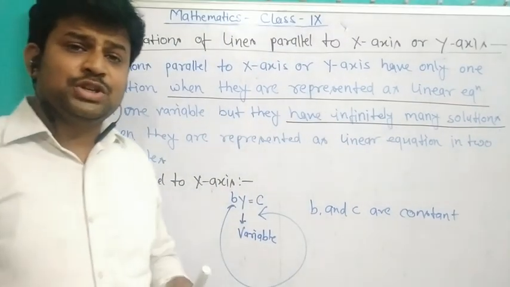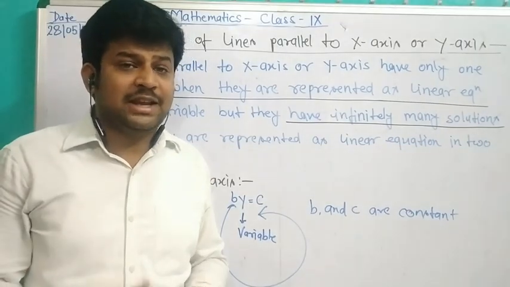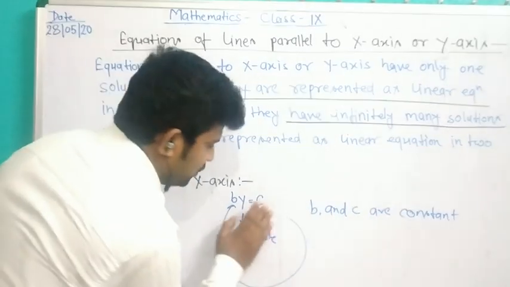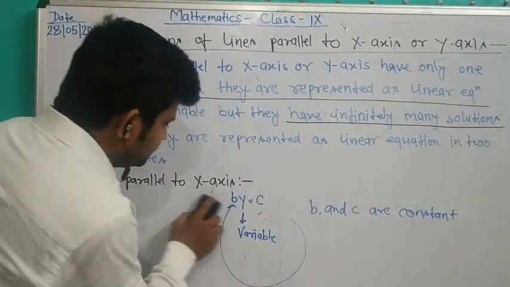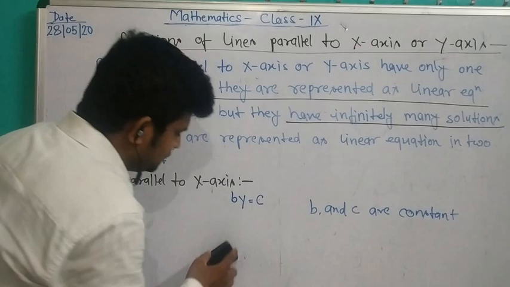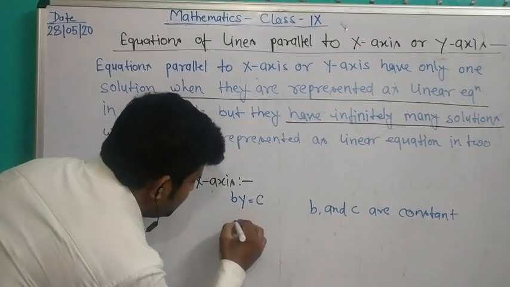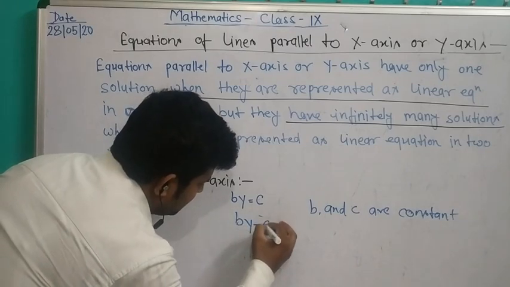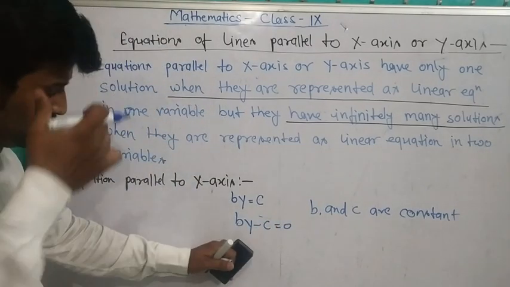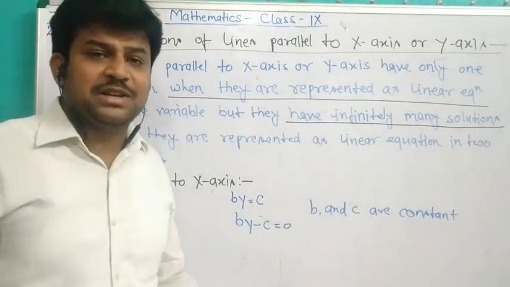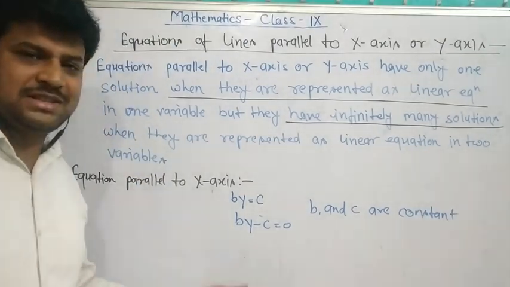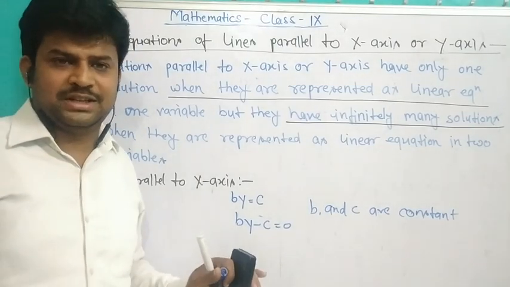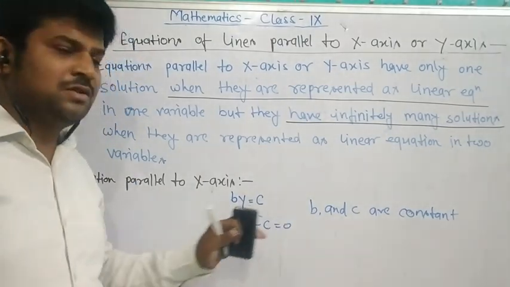It means an equation of the form ax + b = 0 or ay + b = 0. Now we can write it in the form by - c = 0, and this equation is in the form ay + b or ay + c and so on. It means one variable, two constants. That is a linear equation in one variable.